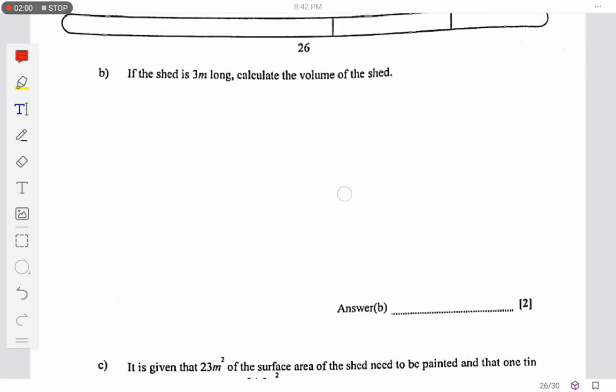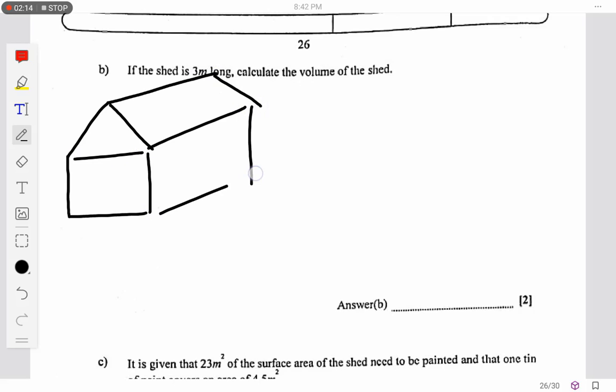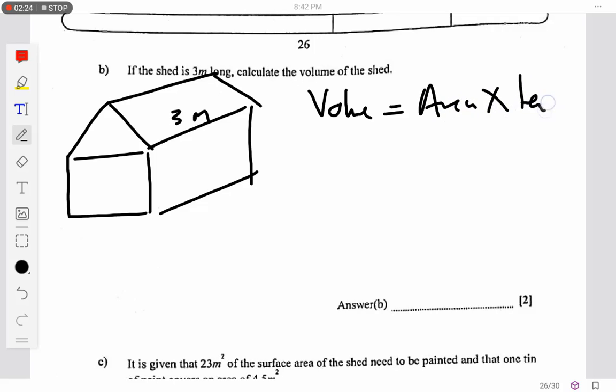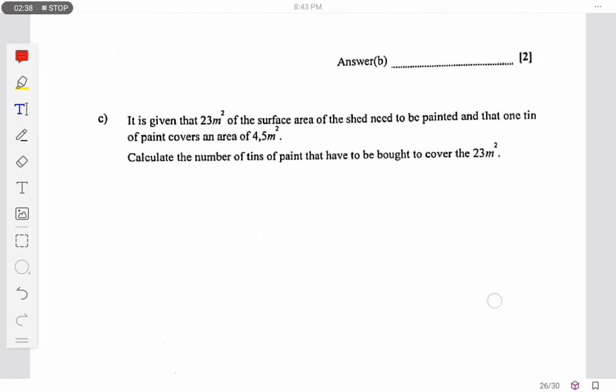The next question is saying, if the shed is 3 meters long, calculate the volume. So basically we are saying if we have this as our shed here like that, it is going to go this far there as 3 meters. Okay, so what is the volume? Basically volume is equal to area times length there. Okay, so it's going to be 5 times 3. So it's going to be 15 meters cubed. That's our answer there for our volume. Let's move on to the next question.